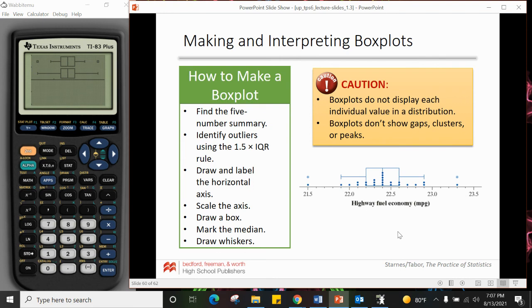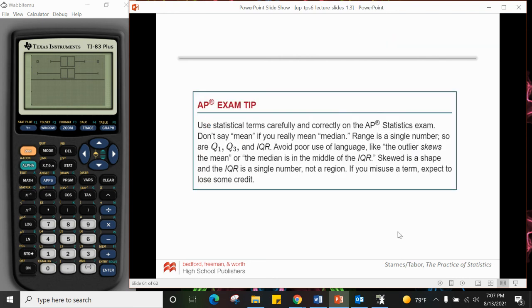I put an extra AP exam tip in there. Using statistical terms carefully and correctly on the AP Statistics exam is extremely important. Don't say mean if you really mean median. Range is a singular number, and so are Q1, Q3, and IQR. Don't say it is the interval from blank to blank. You will lose points. Avoid poor use of language like the outlier skews the mean or the median is in the middle of the IQR. Skewed is a shape, and the IQR is a singular number, not a region. Be very particular in the terms you use, or else you could lose credit.